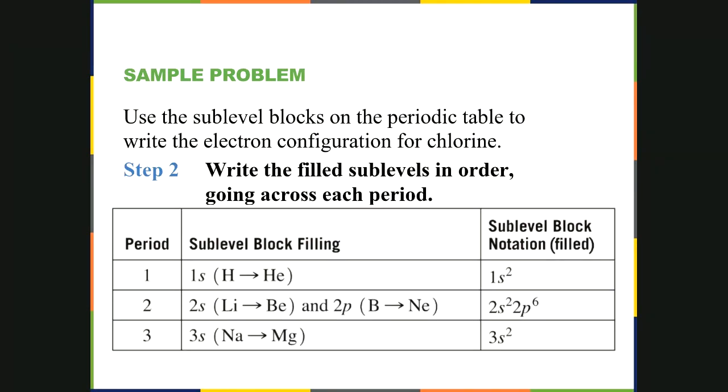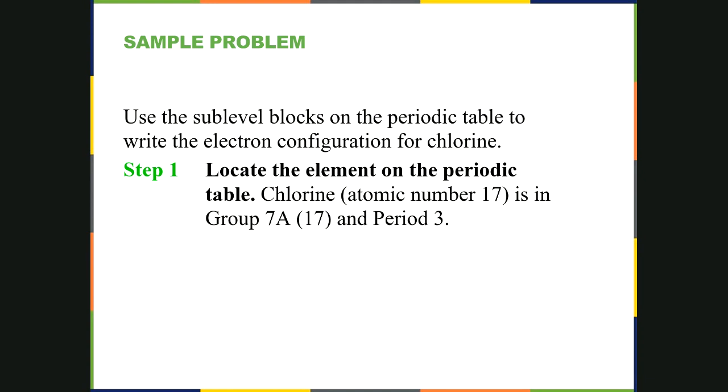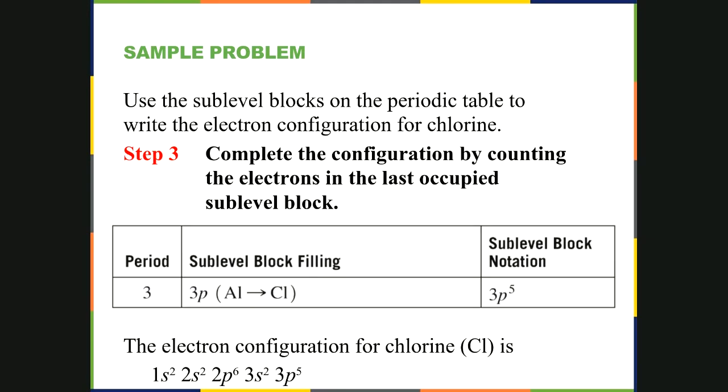So we're just walking through the table, making note of each sublevel group as we pass through it, and ending at the element that we're at. Again, we went through the 1s2 block, the 2s2 block, the 2p6 block, the 3s block, and we went only five across the 3p section, ending on the fifth box in, so 3p5.